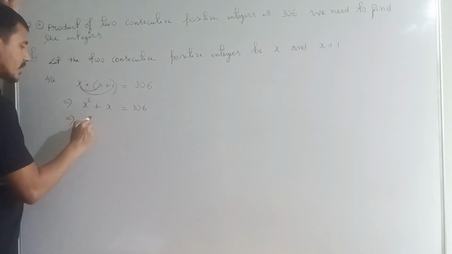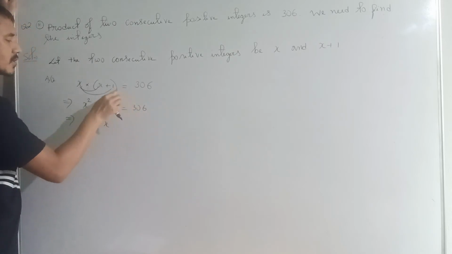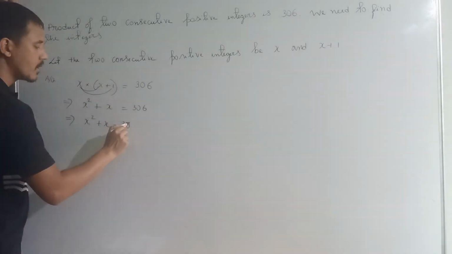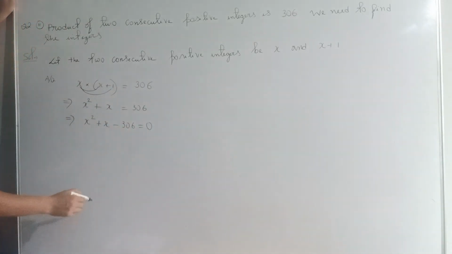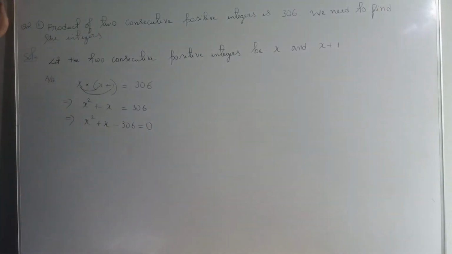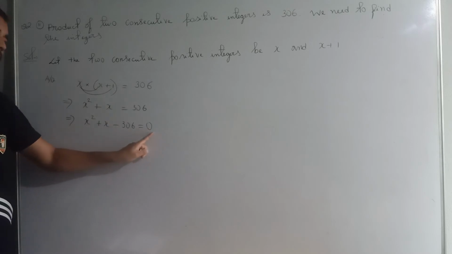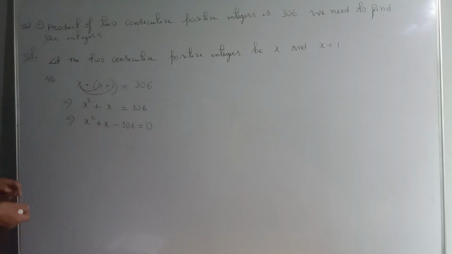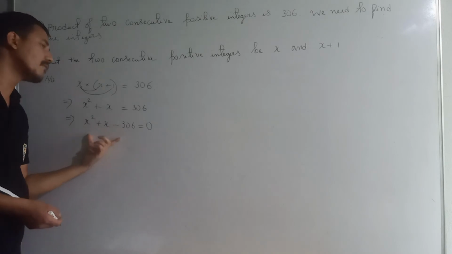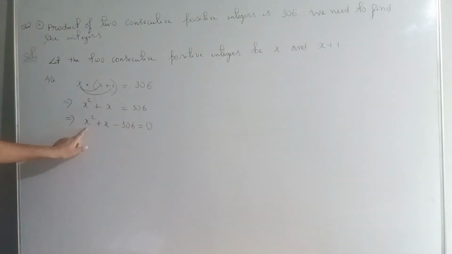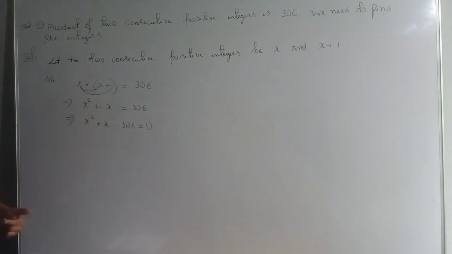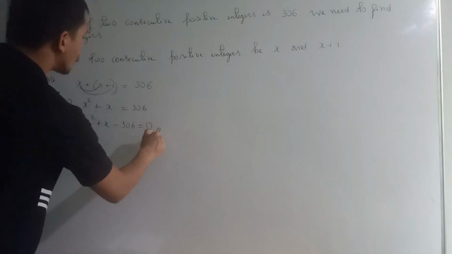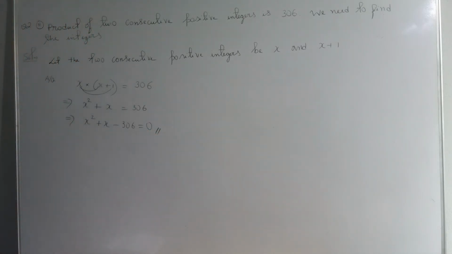Let us transpose 306 to the left side, then it becomes x square plus x minus 306 equal to 0. Now look at this equation. This equation is in the form ax square plus bx plus c equal to 0, right? Since the highest power of the variable in this equation is 2, the variable is x, the highest power of x is 2, so the order is 2. Therefore, the given situation has been represented in the form of a quadratic equation.